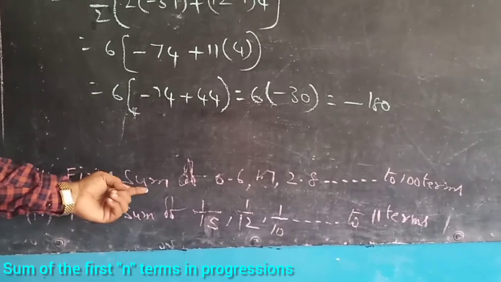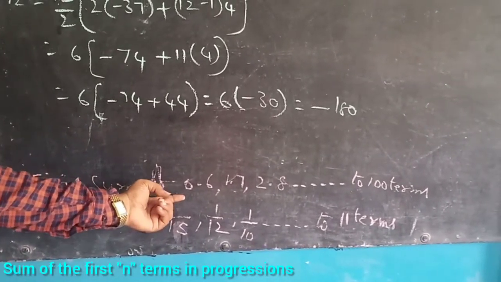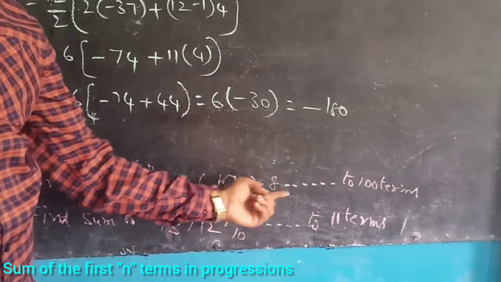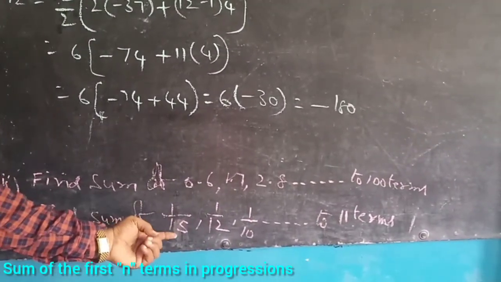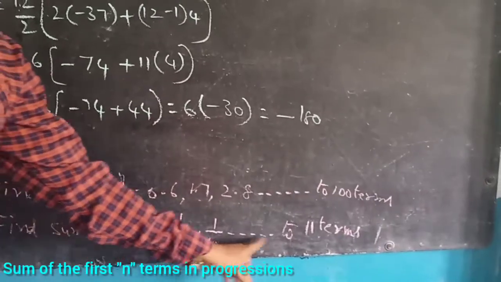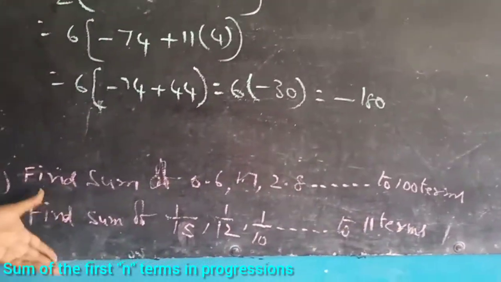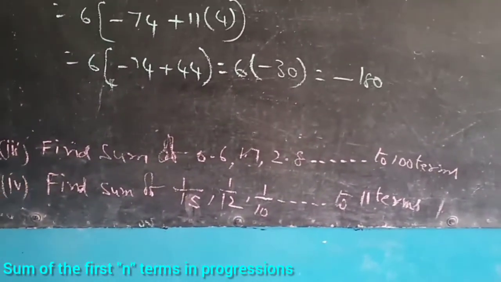Third sum: find the sum of 0.6, 1.7, 2.8 up to 100 terms. Here, find the sum of 1 by 15, 1 by 12, 1 by 10 and so on up to 11 terms. So same type, try it.